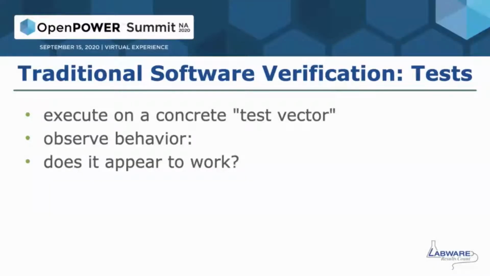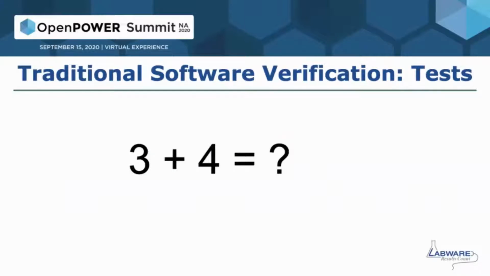So let's talk about the way programmers write software. We write code, we write tests. We run the test. If the test passes, we're happy. It appears to work. So, for example, imagine we are implementing addition, and we want to see whether 3 plus 4 indeed computes 7. We run it, and voila, indeed it does. We're laughing.